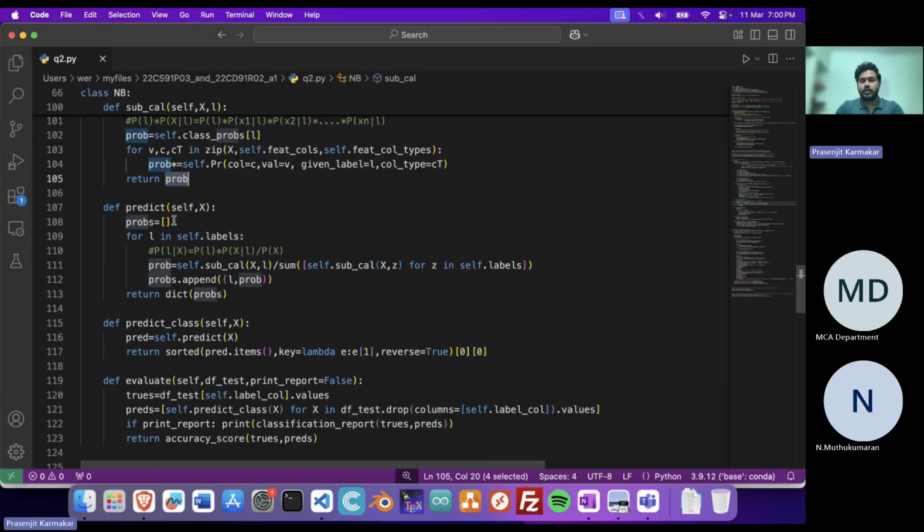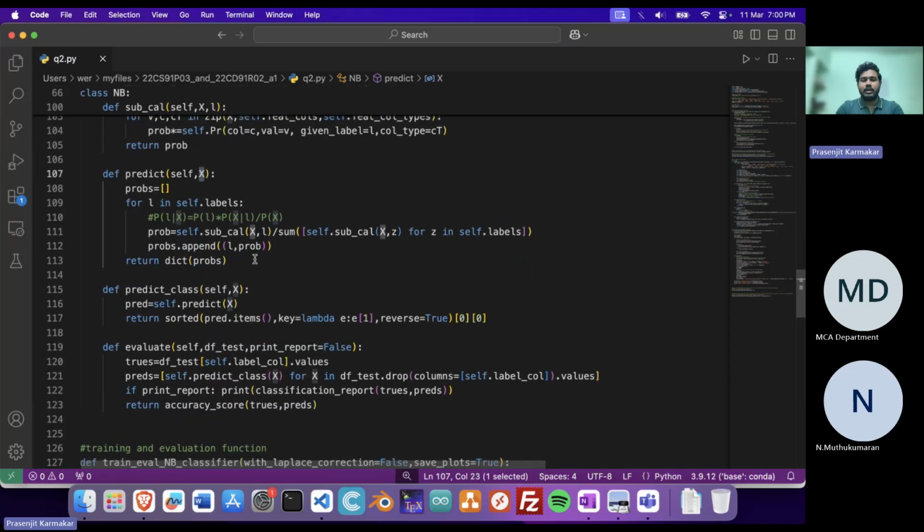Now, in the case when we're predicting, given a particular X, what we are doing is calculating the numerator divided by the sum across all the numerators. So that would give me the denominator, right?